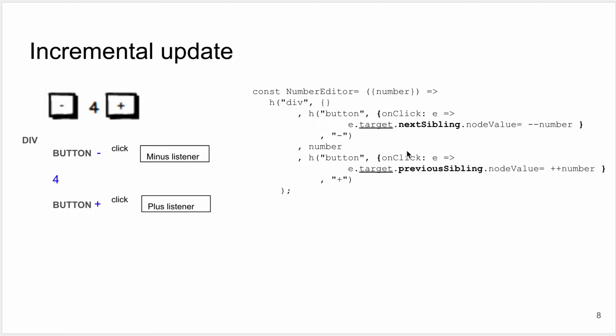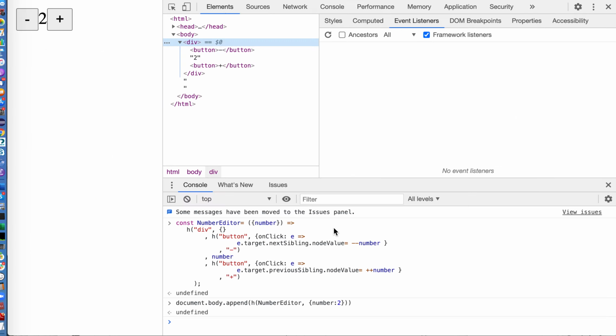We would now like to make our interface interactive by changing this text node when one of the buttons is pressed. For that, we add some listeners, and each listener is going to update the text node when the event comes. Here we have the number editor that updates itself incrementally. The minus button is looking at its next sibling, and it's decrementing the number and putting it there.